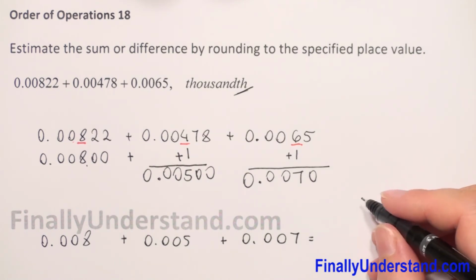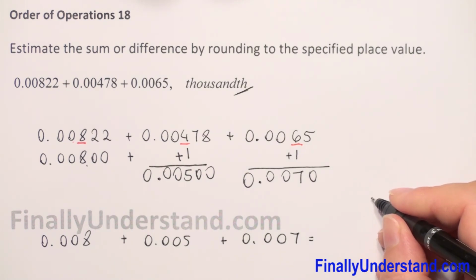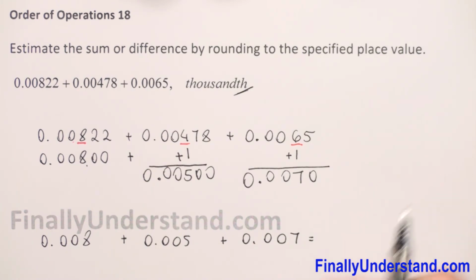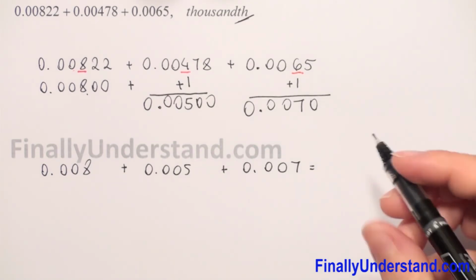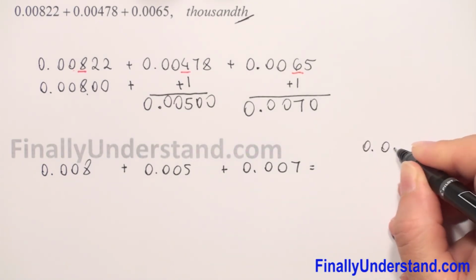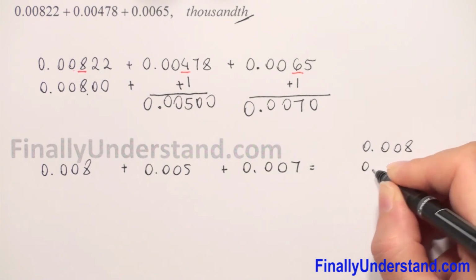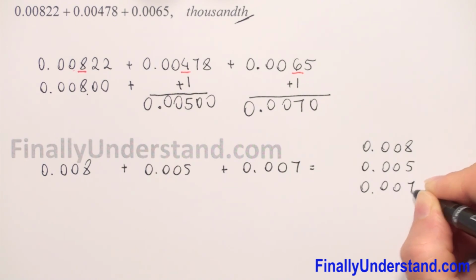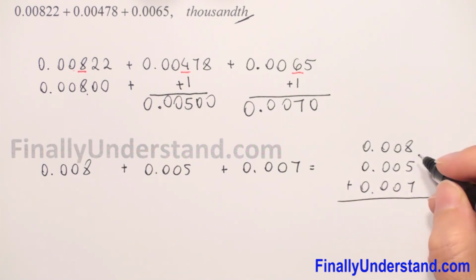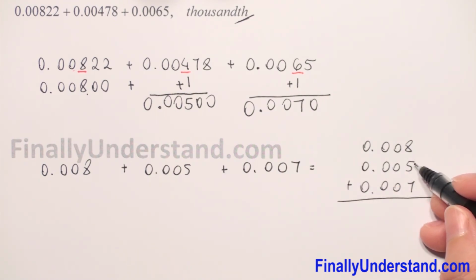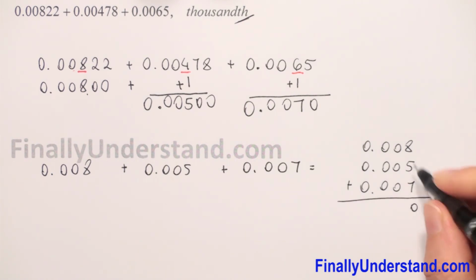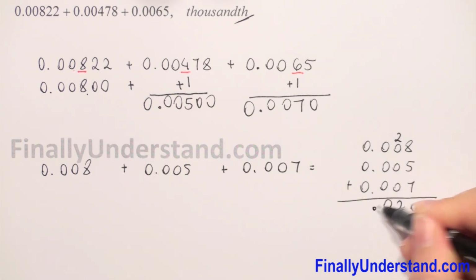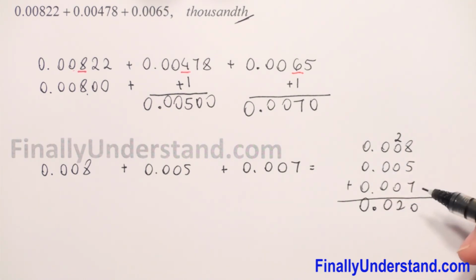We have to add three decimal numbers, so let me write them in vertical columns, aligning decimal points. So it will be 0.008 plus 0.005 plus 0.007. So 8 plus 5 is 13 plus 7 is 20, so we have 0 and 2 we add to the next column, so it will be 2, 0 decimal point, we copy exactly in the same column and we have 0.